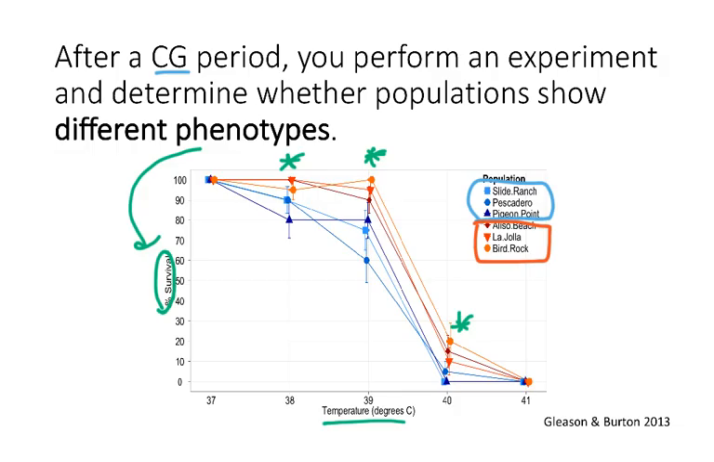So in other words, the survival of those red lines at each of those different temperature data points is higher than for the Northern California ones. Because we did this after a common garden period, we can then assume that these thermal tolerance survival differences we're seeing in these populations is due to local adaptation.